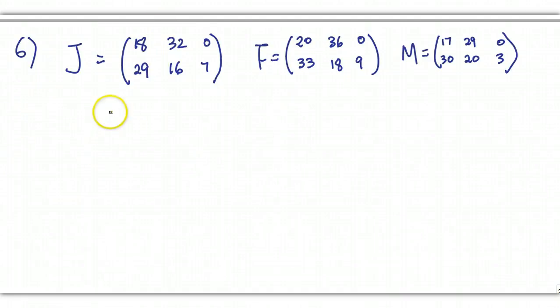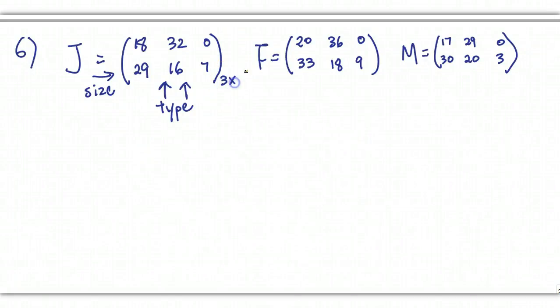Okay, and this matrix J actually represents the number of cars sold, where the columns represent the type of cars and the rows represent the size of the cars. And if you notice, all three matrices, J, F, and M, are of the same order. Okay, they all have the order 2 by 3.